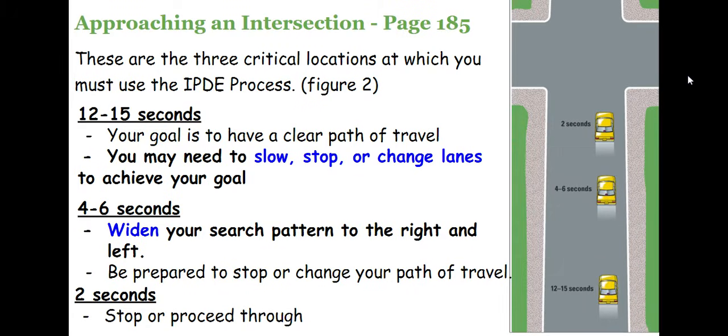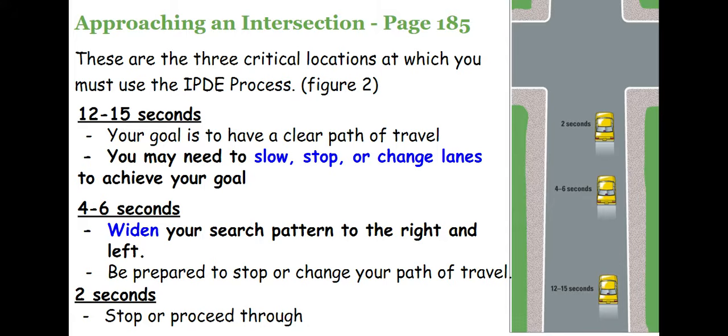This slide is giving you some critical locations that help you with your searching and identifying what actions you need to take at an intersection. The 12 to 15 second location is basically putting you about a block ahead of that intersection. This is going to allow you to get more information to know if you're going to need to slow or stop or, again, change lanes.